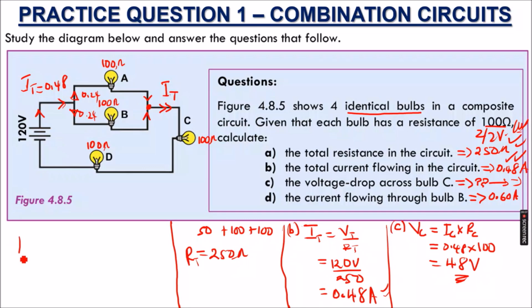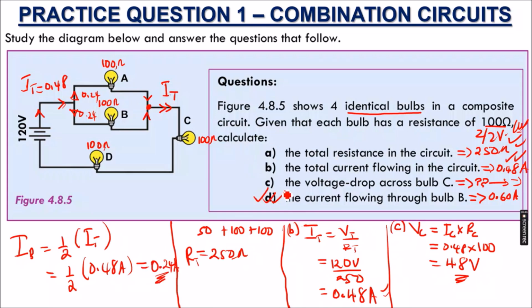So we can actually say current through B is equal to half of the total current since it's shared equally as the resistances are the same across the branches, which is half of 0.48 amps, which is equal to 0.24 amps. With this, you would have done this carefully. So this was your question, and I hope you have been helped, and we did lots of practice today.